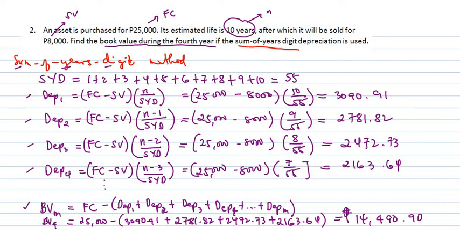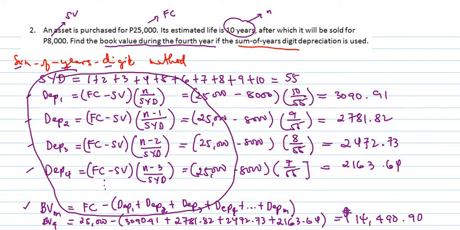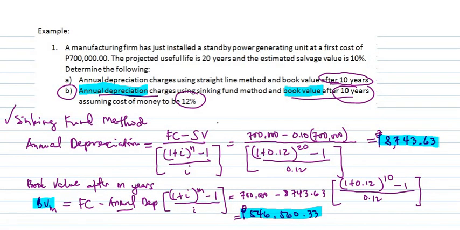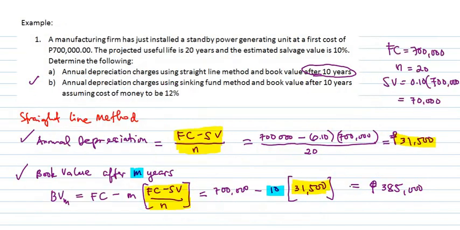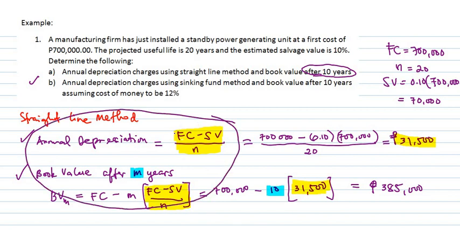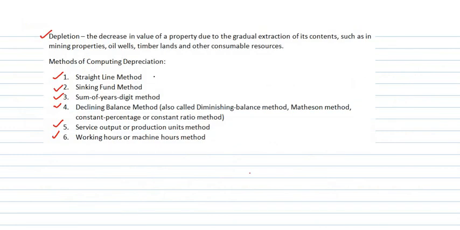So take note, sum of years digit depreciation, this is our formula. For sinking fund, annual depreciation and book value, we have this formula. And then for the straight line method, we have the annual depreciation and book value formula. So we have here our first 3 methods of computing depreciation: the straight line, sinking fund, and sum of years digit method.